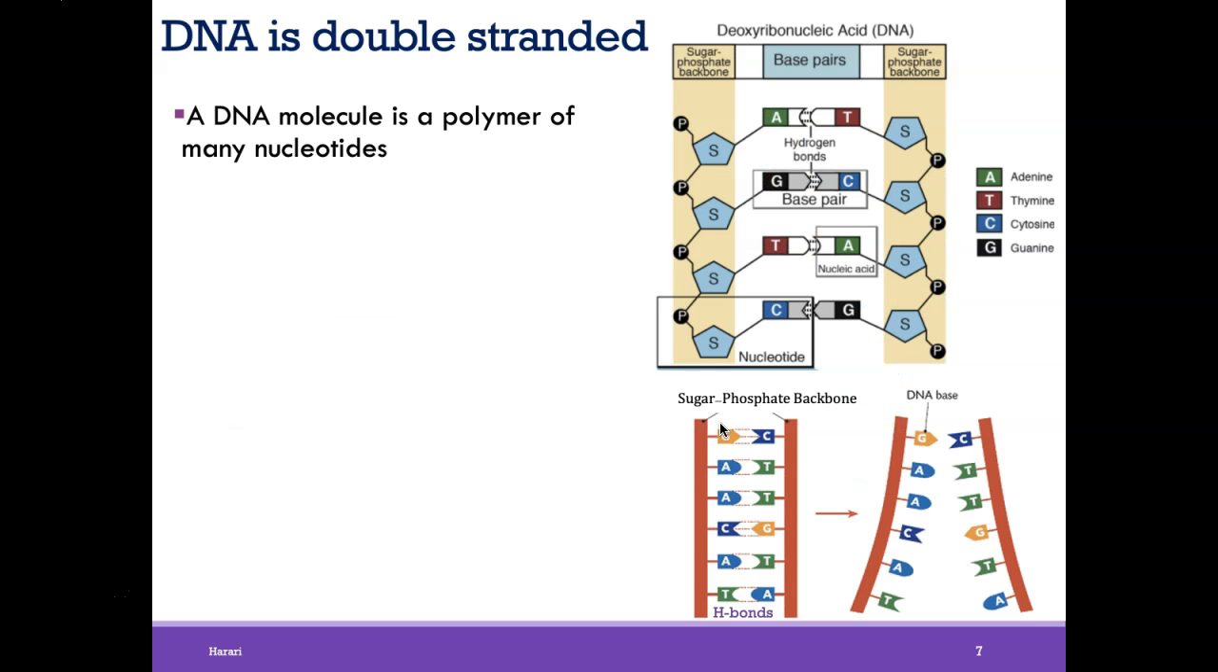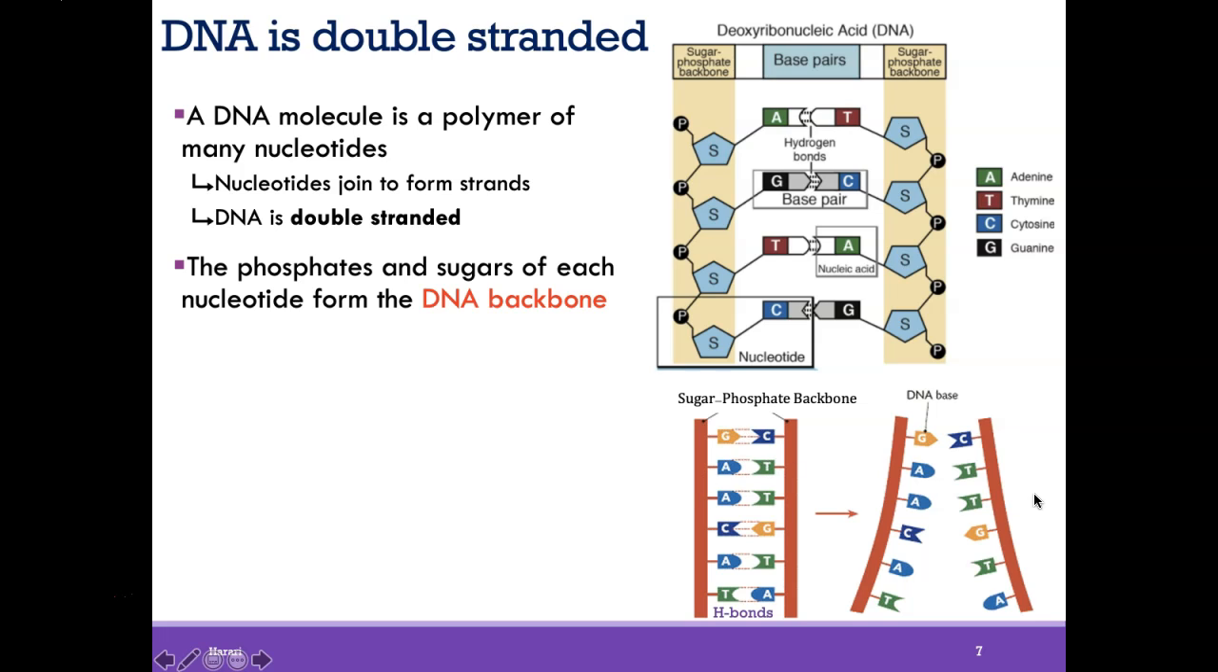So DNA is double-stranded. What that means is a double-stranded DNA molecule has 2 separate strands, 2 separate molecules. A DNA molecule is a bunch of nucleotides attached together. So nucleotides join to form strands, right? And DNA is double-stranded, so we have 2 separate strands. The sugars and the phosphates of each nucleotide form what's called the DNA backbone.